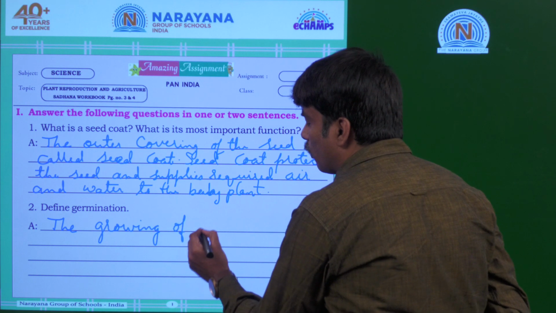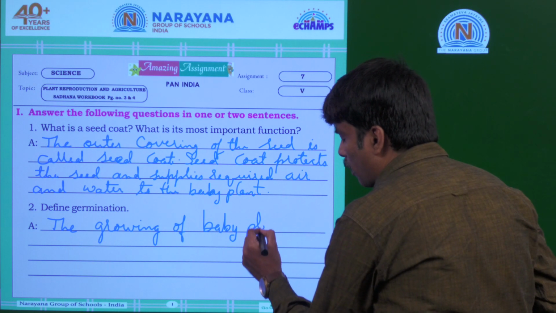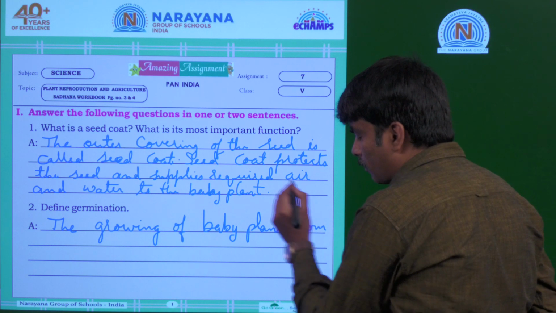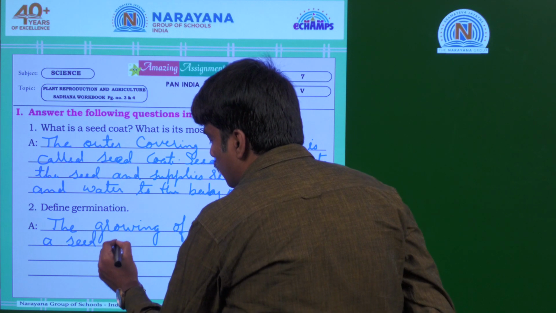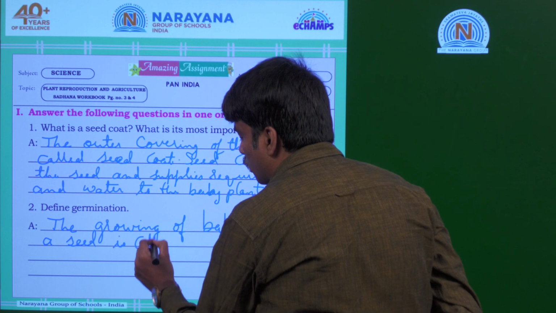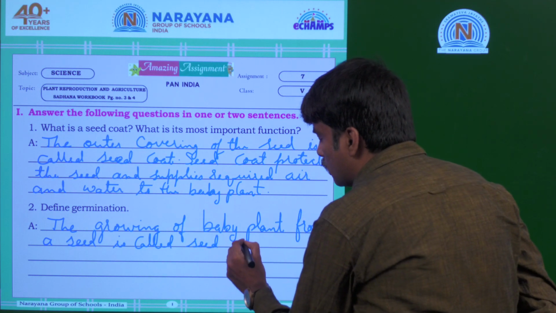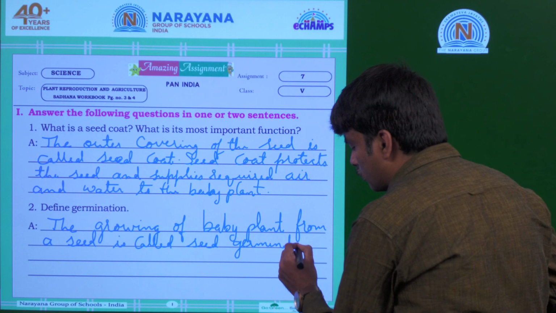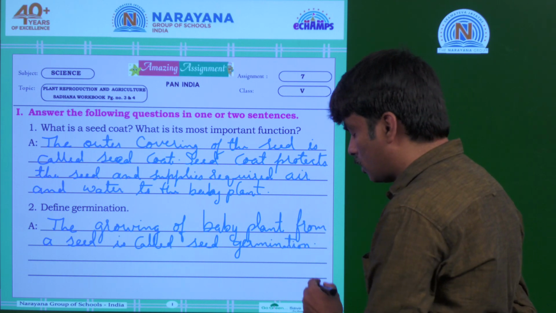The growing of a baby plant from a seed is called seed germination, or simply we can call it germination.